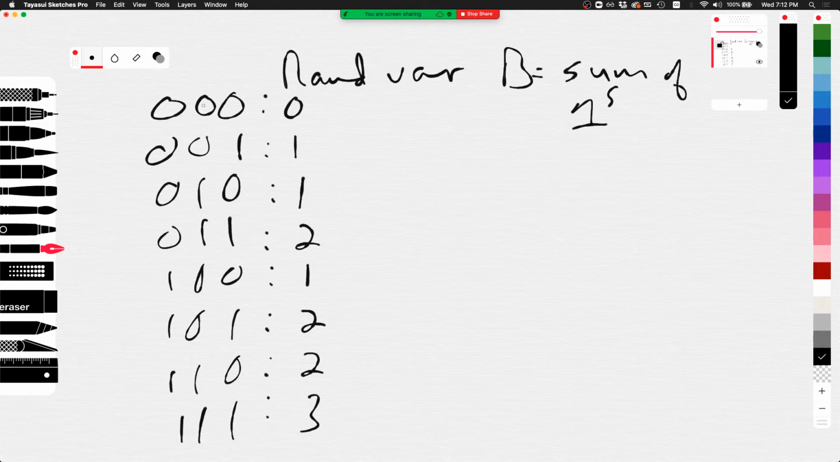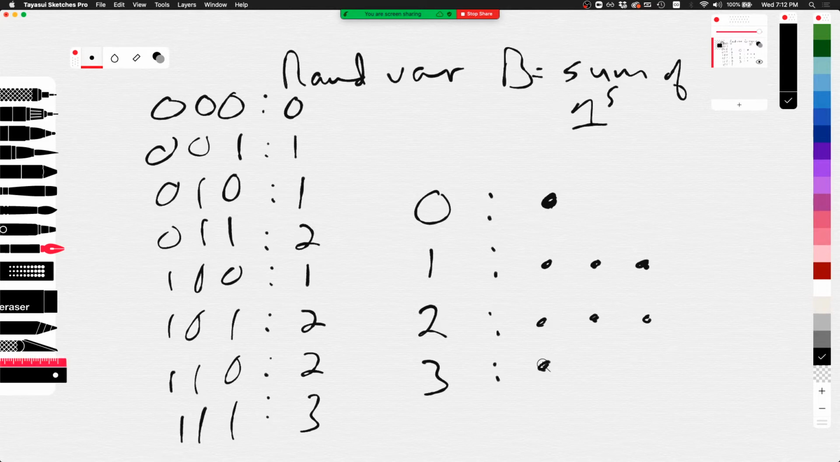If I make a histogram of this, our potential outcomes are 0, 1, 2, and 3. How many times does 0 occur? It occurs 1 time, and I'm just going to do something like this. How many times does 1 occur? 1, 2, 3 times. How many times does 2 occur? That's 1, 2, 3 times. How many times does 3 occur? That occurs 1 time. Okay, so we've got this histogram.